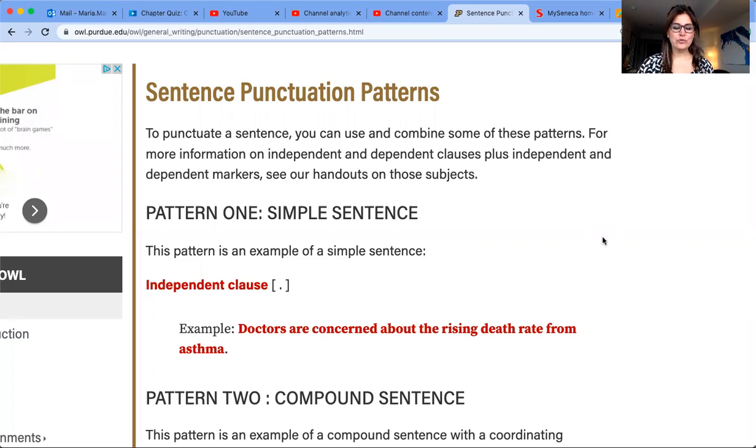Thank you very much for joining this session. As many students were asking me to provide a session about how to punctuate your sentences, this is going to be it. Let's begin. Sentence punctuations are absolutely important.